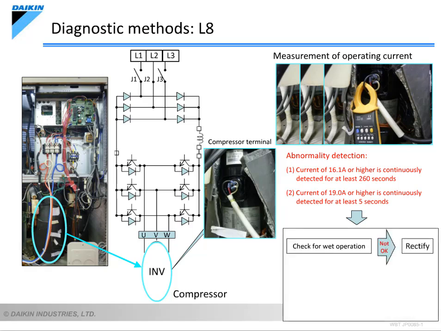If there is wet operation, check the refrigerant circuit and rectify the cause. If the measured current reaches or exceeds the predetermined abnormal level while no wet operation occurs, then check the compressor's operating noise. If there are strange noises, they are likely caused by an increase in the torque load due to abrasion of the compressor bearing, and the compressor must be replaced.